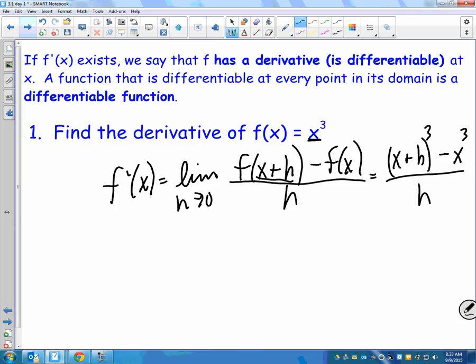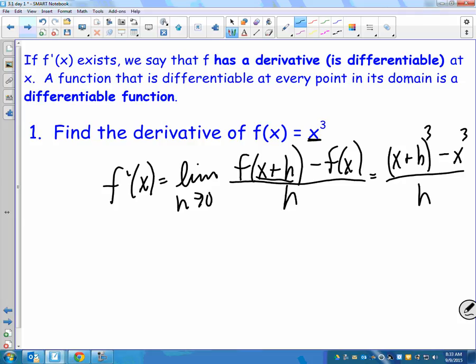X plus h cubed, is that just x cubed plus h cubed? No. So we could just FOIL it out, like where you do x plus h times x plus h times x plus h. Or, do you remember good old Pascal's triangle way of expanding it? 1, 3, 3, 1, where the x goes down by 1 and the y goes up by 1. Remember that? Kind of, sort of.